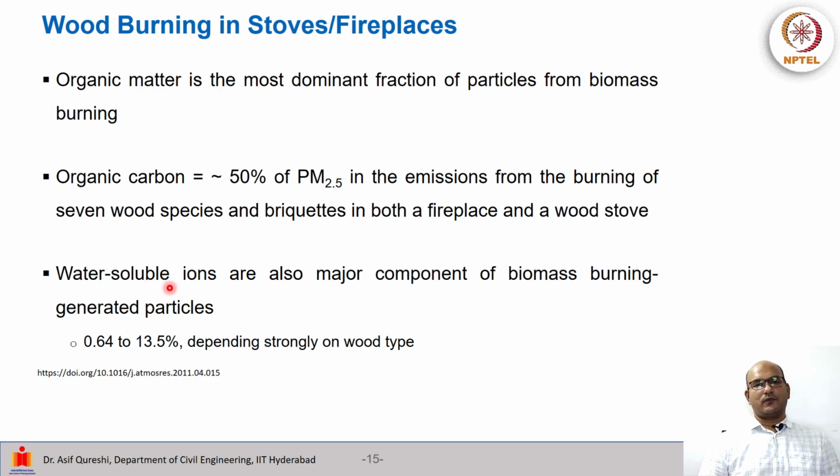It has been found that water soluble ions are also a major component of biomass burning generated particles. So when biomass is burned, the particles have water soluble ions, and this generally ranges from 0.64%, which is not very high, to 13.5%, which is a decent fraction, depending strongly on the wood type that was being burned.